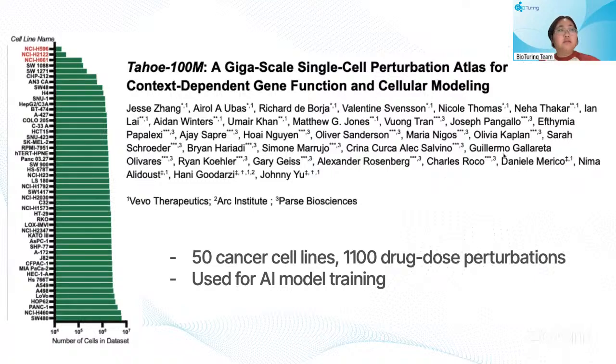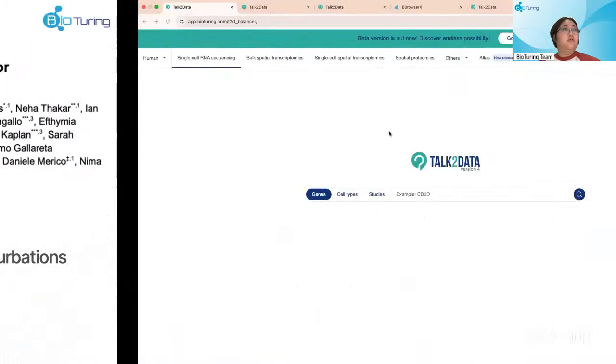Thanks, Julie, for the introduction. And this is Tahoe 100 million. Let me quickly guide you on how you can access it on Talk2Data.